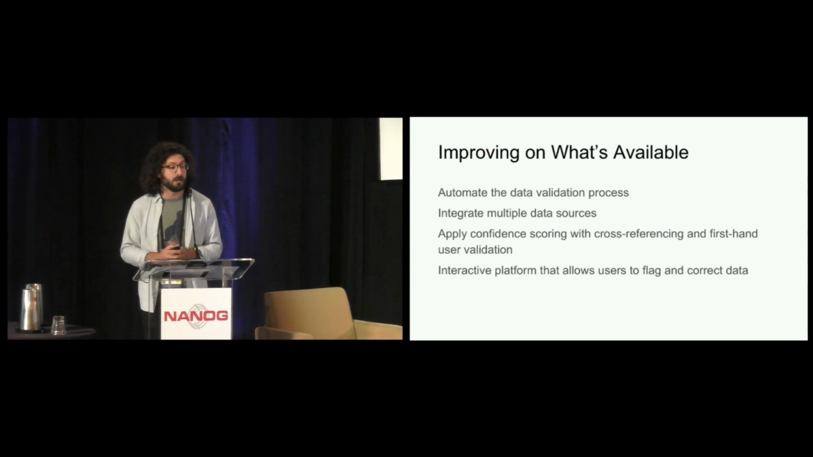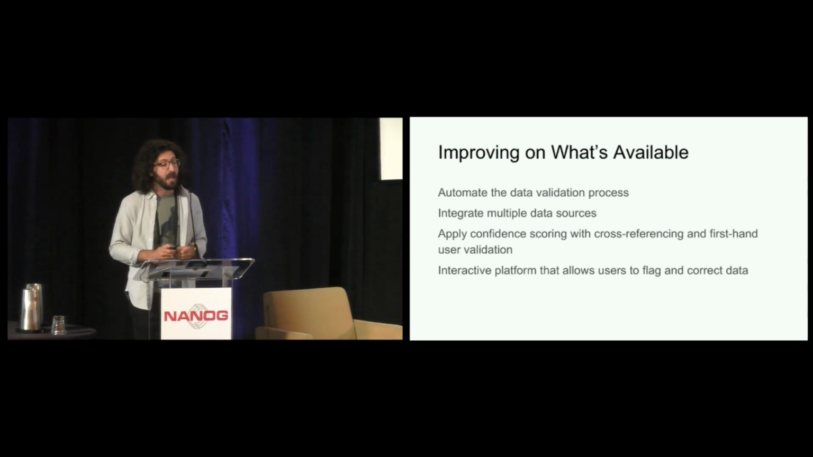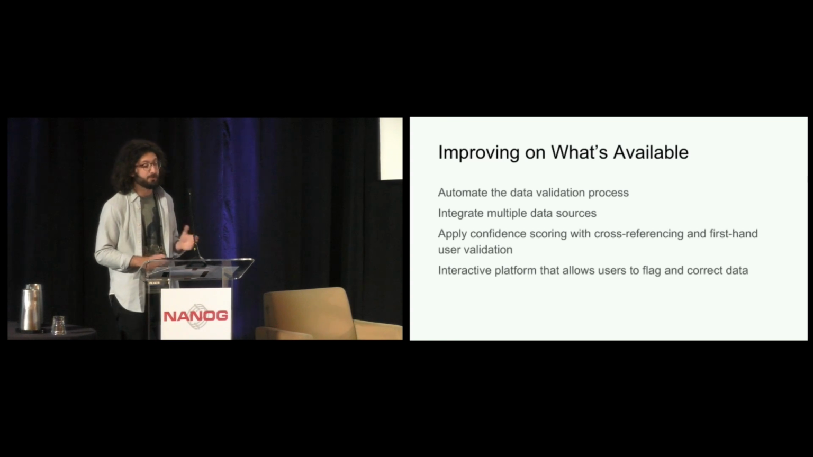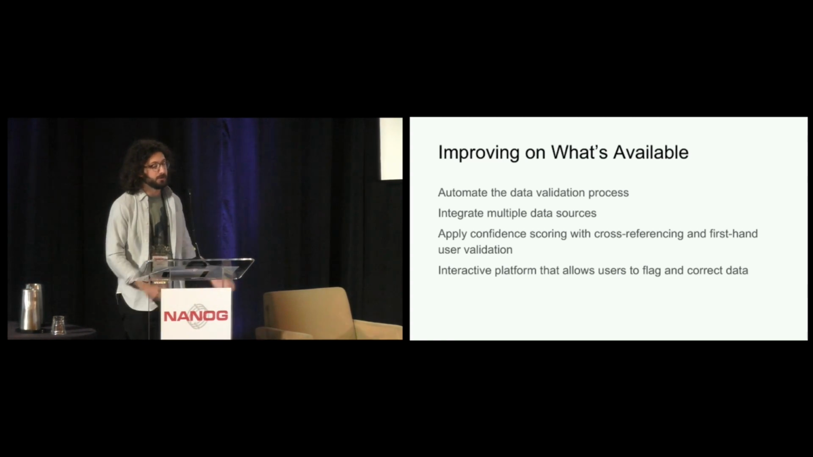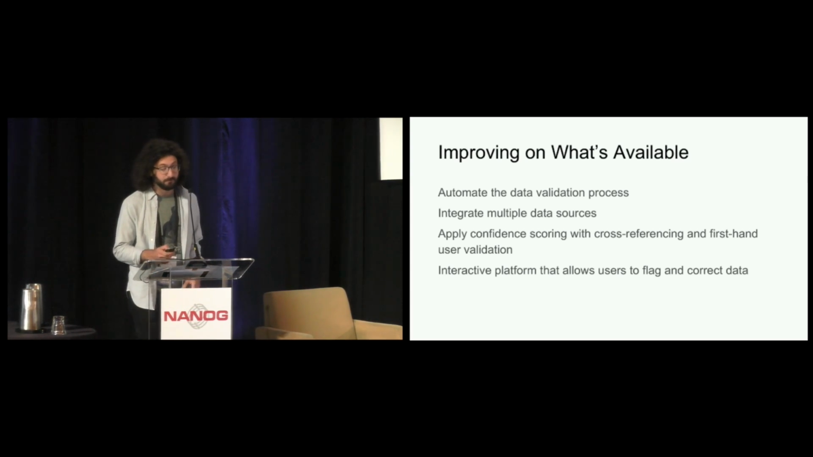We're integrating multiple data sources and correlating them together, and then applying confidence scoring and cross-referencing them, including first-hand user validation in there. So we're looking at lots of different data sources, understanding what's consistent, what's confident, and what's based on actual information that people have in their infrastructure, and all this can bubble into an interactive platform that allows anyone using it to flag and correct data.